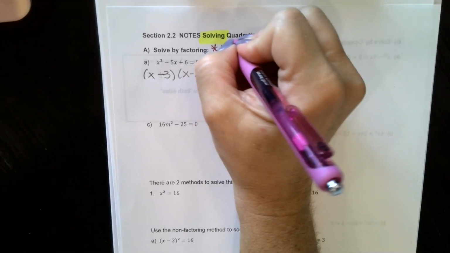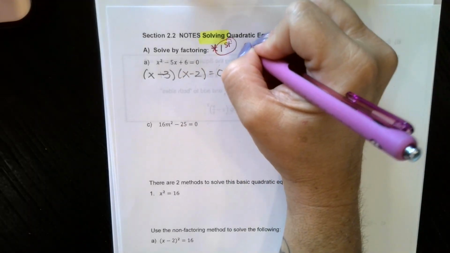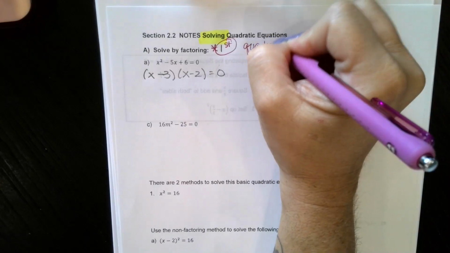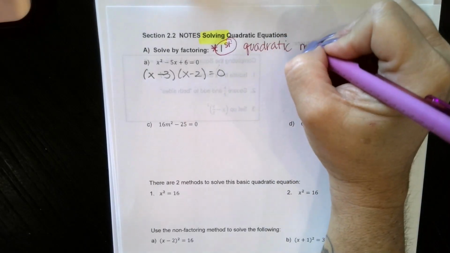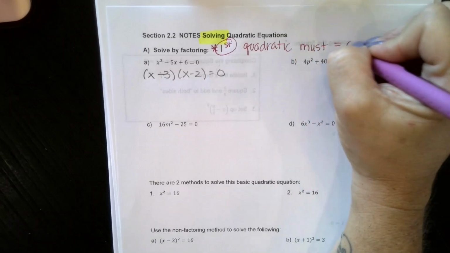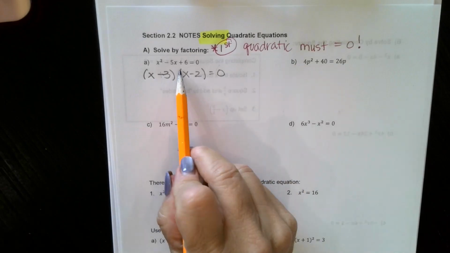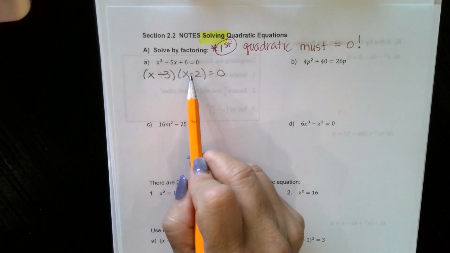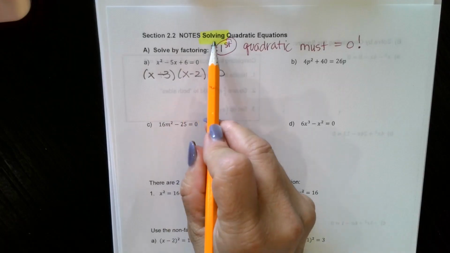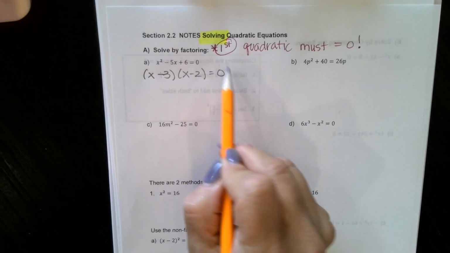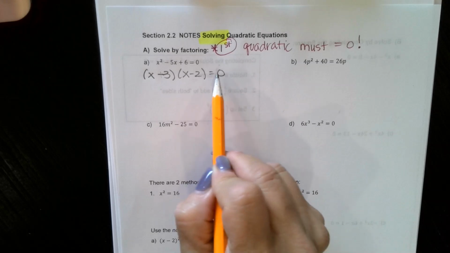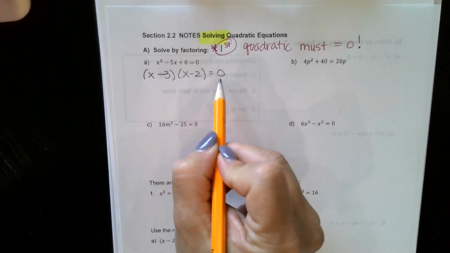First step in everything is that the quadratic, and it's not even just quadratic, any function, must equal 0. So this already equals 0, so we don't have to worry about anything. But we have to have it equal to 0 when we're solving. When we're factoring, we don't have a 0 over here, we don't have this equal sign. Okay, so when we're solving, we equal 0.